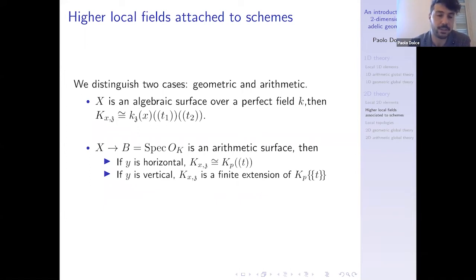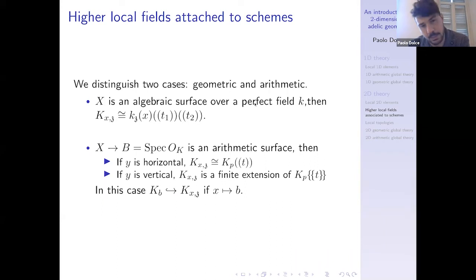Remember that on arithmetic surfaces you can have just two cases. And of course, if your point on the surface goes to the base through this map and goes to B, the local field of the base embeds into the local field on top. So this is an important difference between algebraic geometry and arithmetic geometry, and the most difficult case to deal with is the vertical case. The constructions are more complicated.